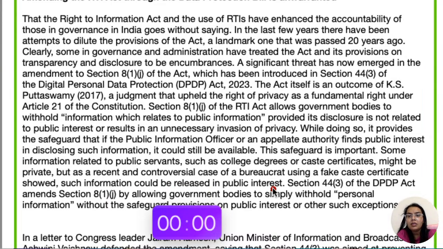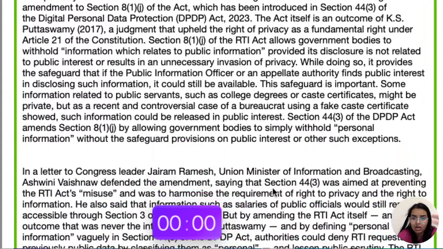So if we see asking for some college degrees or wanting to see the certificates and all, this information might be private. It should not be something under the public information. But we got to see, because there was such a case that there was a bureaucrat, he was using fake caste certificate. Because of such cases, we see this kind of information should be actually a part of public interest. Section 44 of the Act amends Section 8.